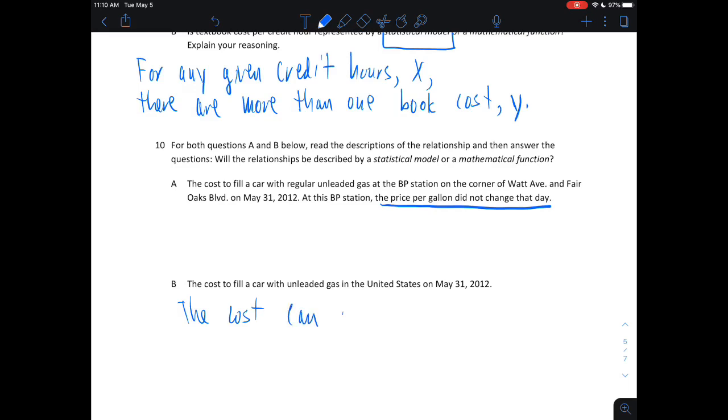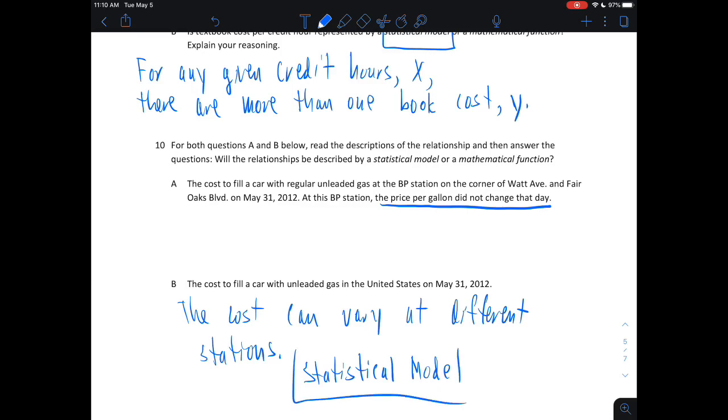So, the cost can vary at different stations. So for any given amount of gas, you could pay a different price in different gas stations in the United States. So this is a statistical model in Part B.